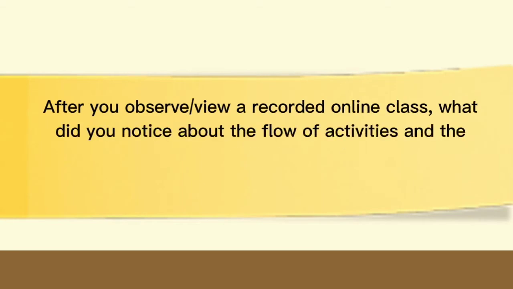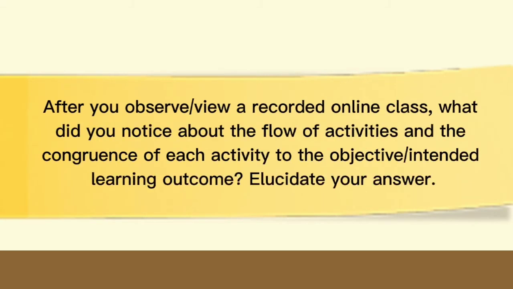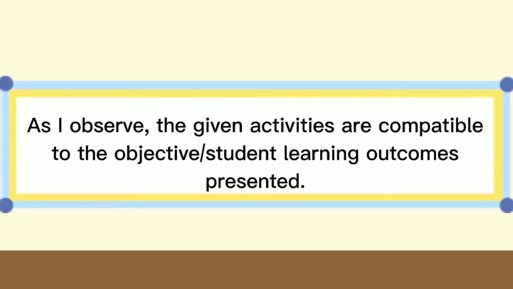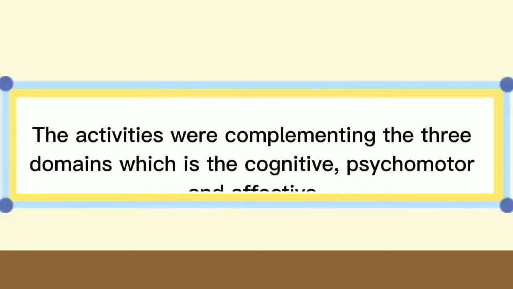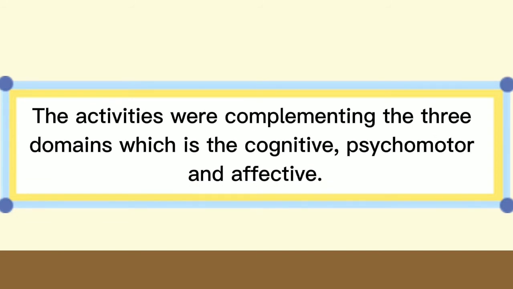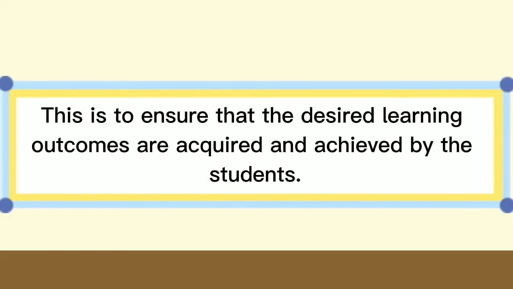After you observe or view a recorded online class, what did you notice about the flow of activities and the congruence of each activity to the objective or intended learning outcome? As I observe, the given activities are compatible with the objectives or student learning outcomes presented. The activities complement the three domains, which are the cognitive, psychomotor, and affective. This is to ensure that the desired learning outcomes are acquired and achieved by the students.